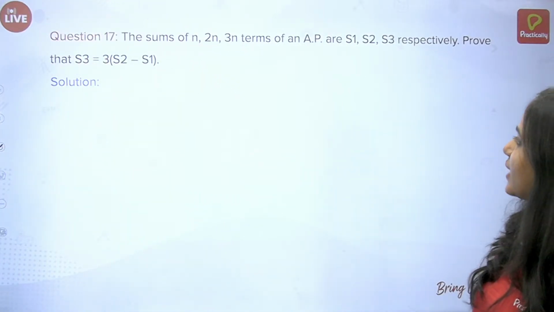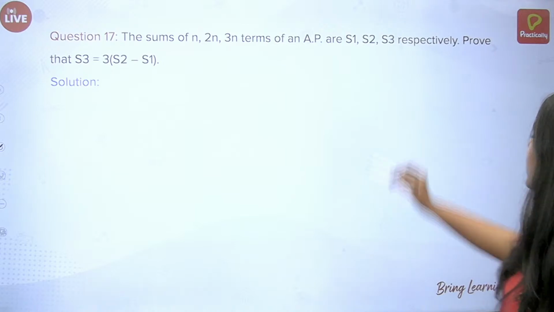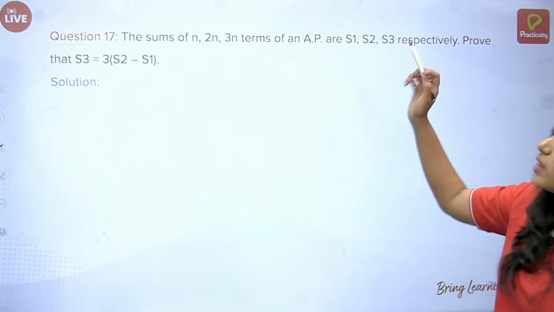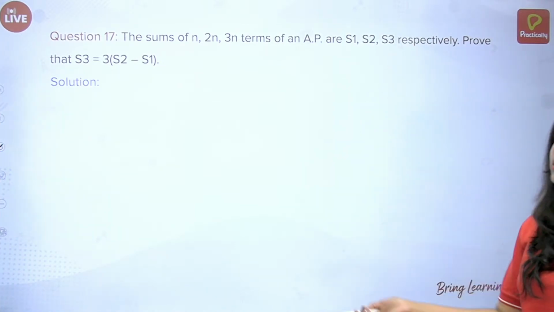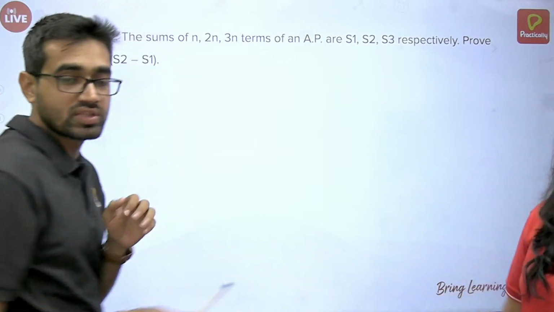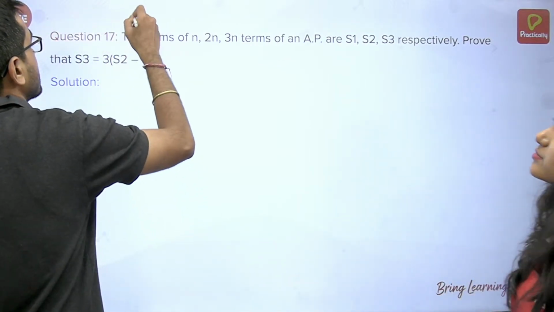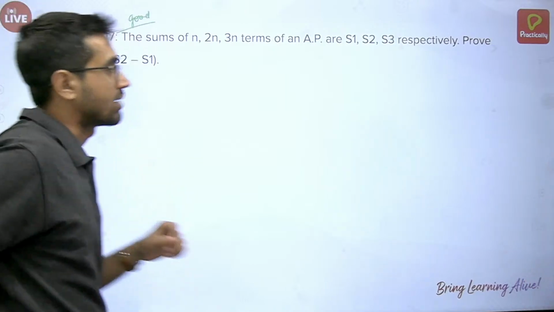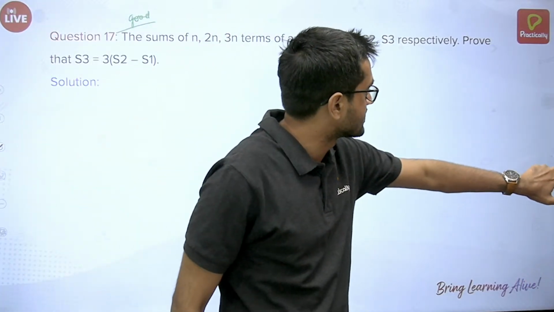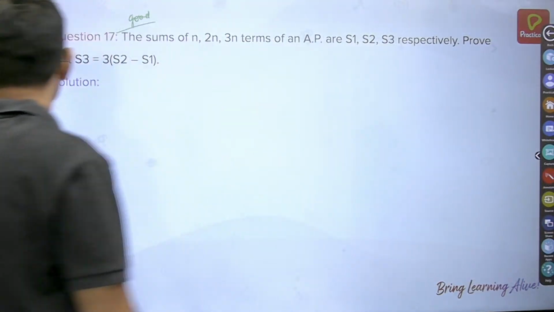The sums of n, 2n and 3n terms of an AP are S1, S2, S3 respectively. Prove that S3 equals 3 of S2 minus S1. This is a very good question, something which requires more brain in AP. Generally AP doesn't require more brain.